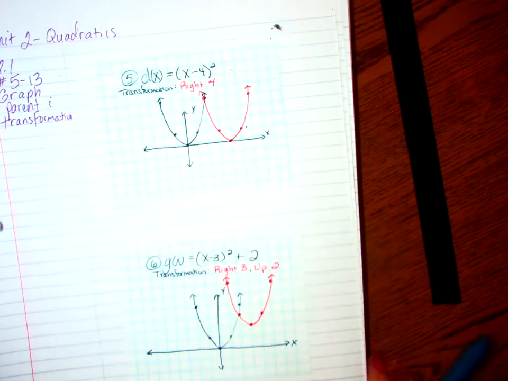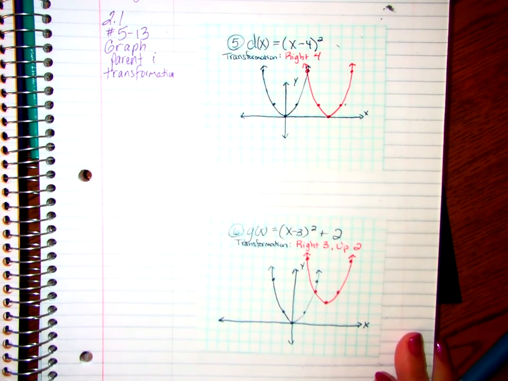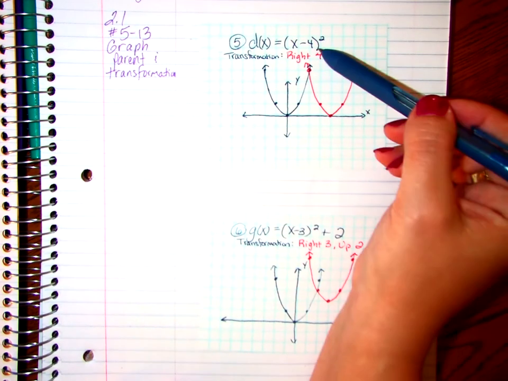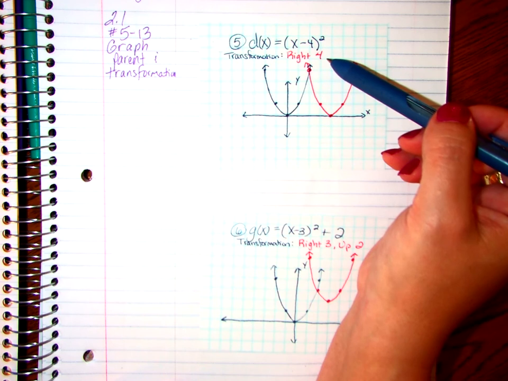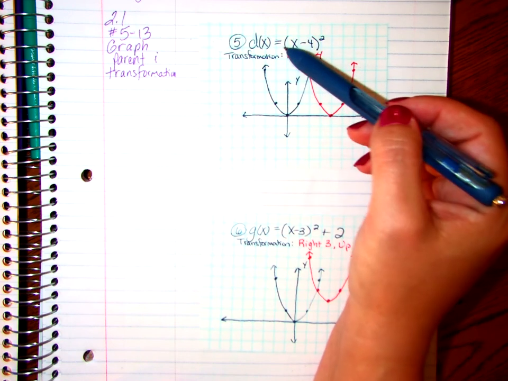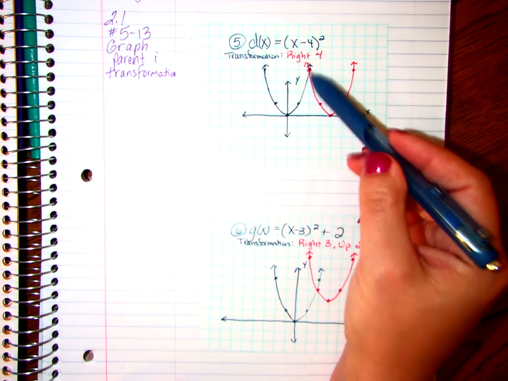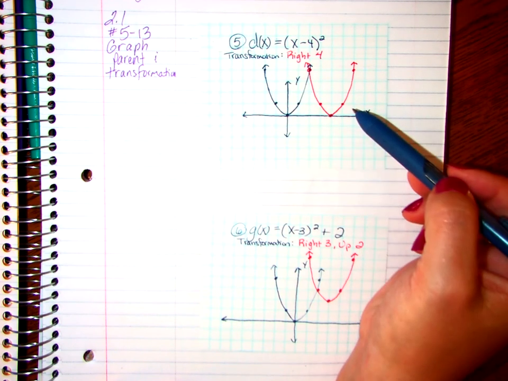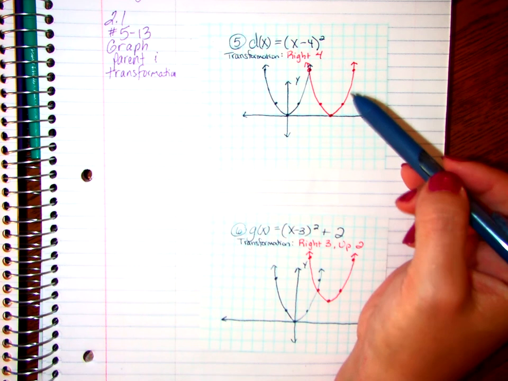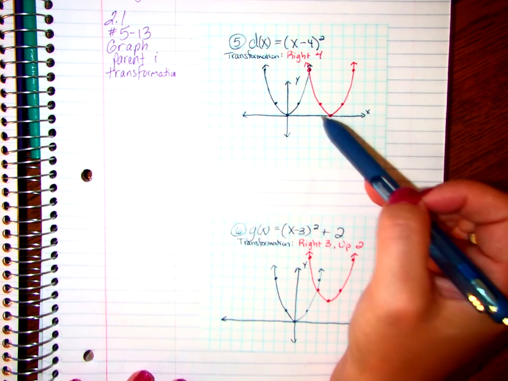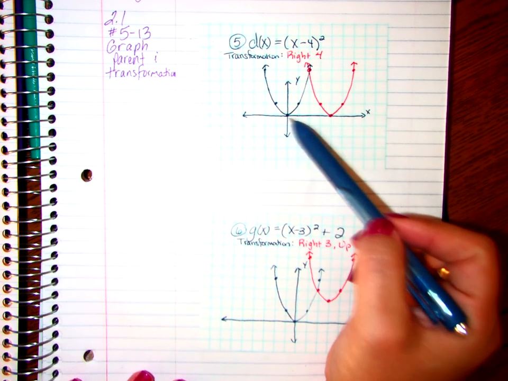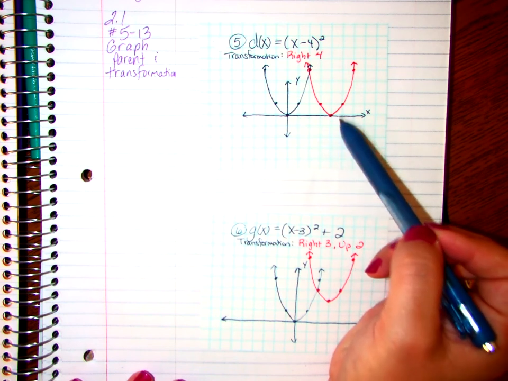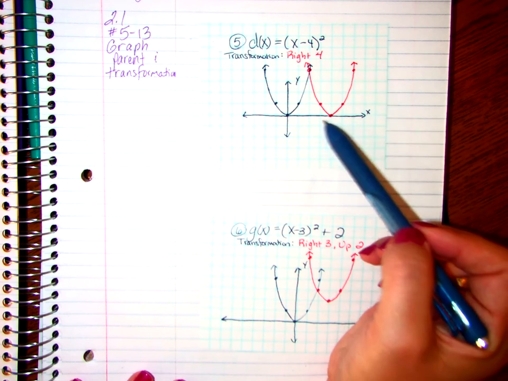Once we go to graph these, this is the problem that we started with. Description-wise, we knew it moved right 4. There's no a, so it did not change shape. So this is our parent graph right here. We are basically picking up every point on here and moving it to the right 4. But you don't have to do every point because you know there's no a, so my shape didn't change. So I can go right to my vertex, move it over 4 places, and follow the same points as my parent. Over 1, up 1, over 2, up 4, on both sides.